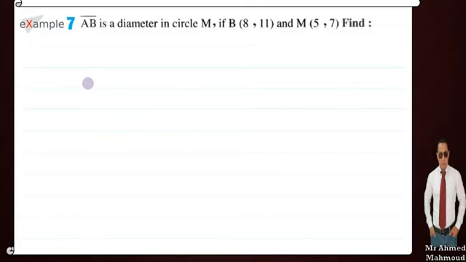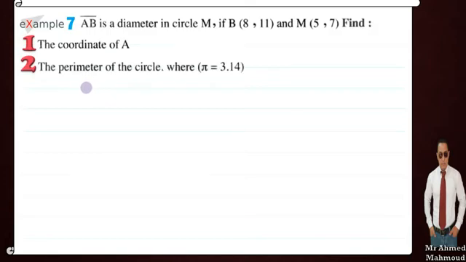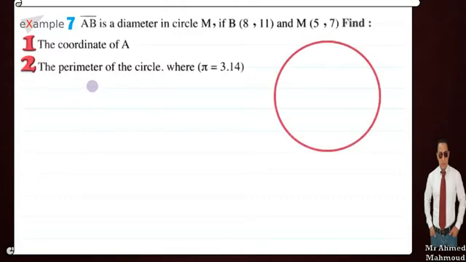AB is a diameter of circle M. If B equals (8, 11), M equals (5, 7). Number 1, find the coordinates of A. Number 2, find the perimeter of the circle where pi equals 3.14. Now I need to draw the circle like this, and of course I need to draw its diameter like this. I will call it A, B, and M is the center of the circle, which lies in this position here. M of course is the midpoint of AB.